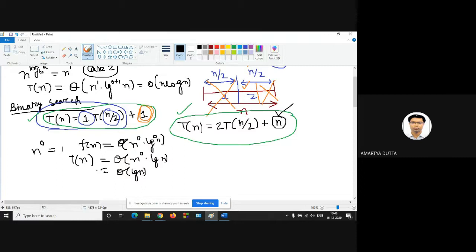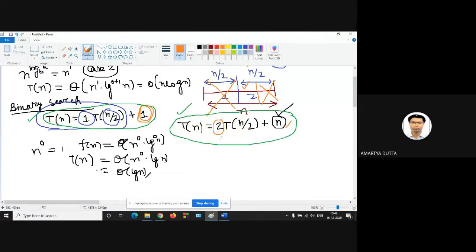For binary search, you have to delete the unnecessary part. That's why your a value is 1. But in case of quick sort and merge sort, the a value is 2. Why 2? Because two parts are required to get the final result. And after recursion, if the array size is n, you have to combine the n elements to get the final sorting result.